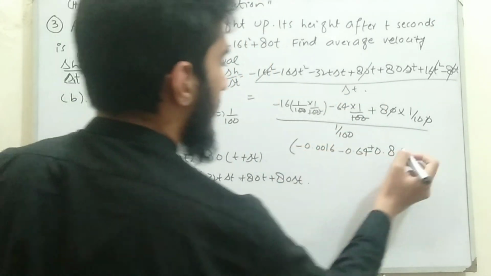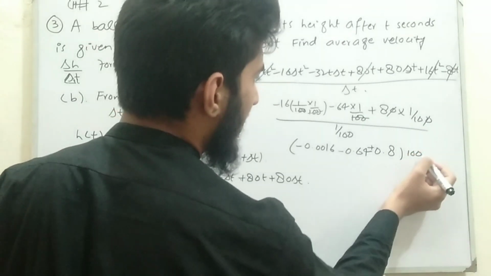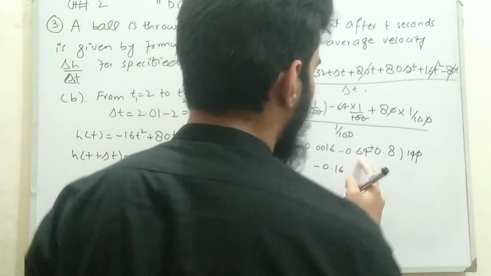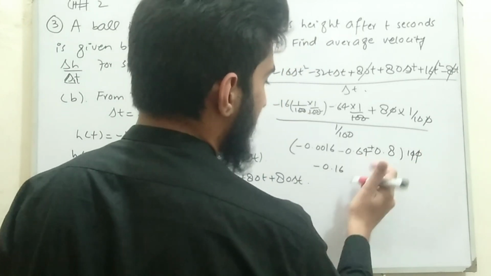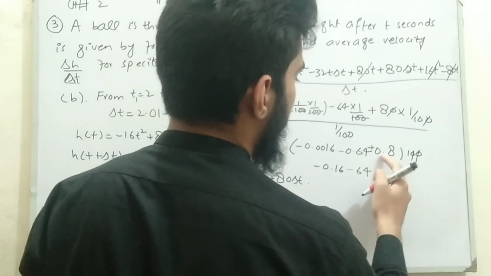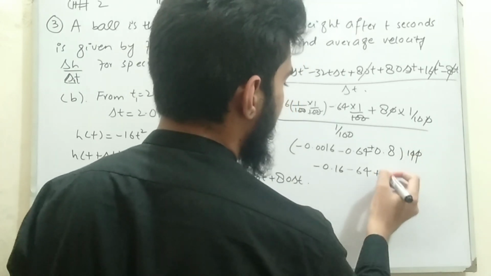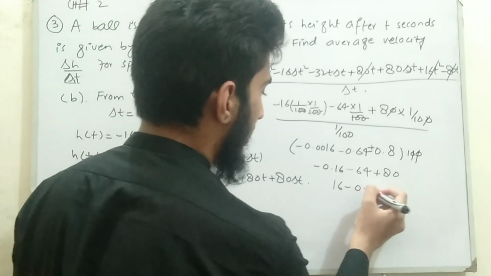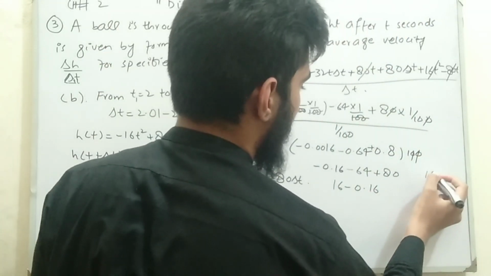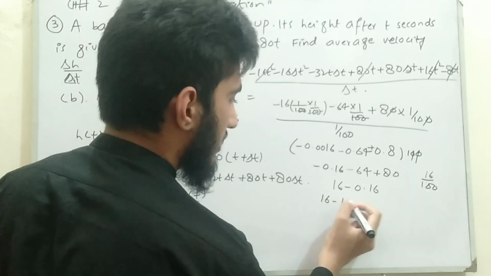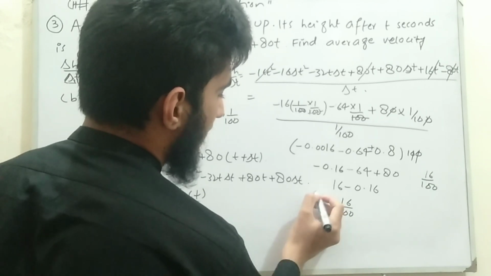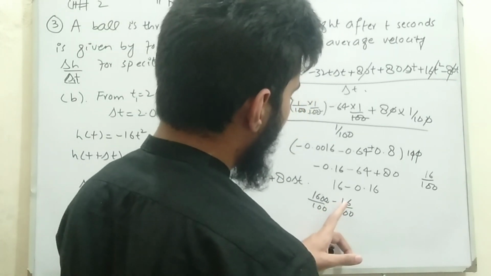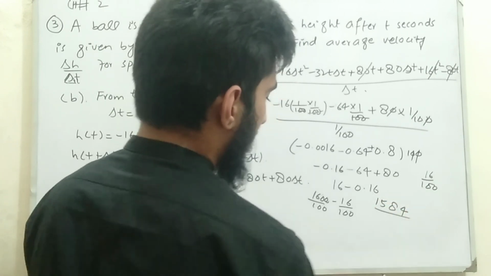By moving to multiplication, it will multiply with all of the values, multiplied by 100. By multiplying this, it becomes minus 0.16. Multiplying 100 with 64 gives minus 64, and multiplying 80 by 100 gives plus 80. So 80 minus 64 gives us 16, and minus 0.16. Now 0.16 can be written as 16 divided by 100. So it becomes 16 minus 16 divided by 100. Now multiply by 100 over here, it becomes 1600, also divided by 100. So 1600 minus 16 gives us 1584, and the whole is divided by 100.